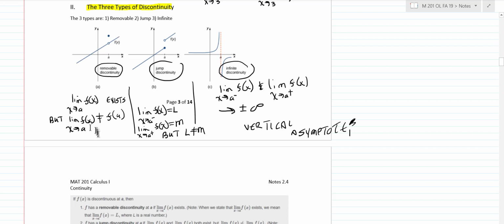So for a removable discontinuity, the limit exists. For a jump discontinuity, the left and right limits exist, but the values are different. For an infinite discontinuity, the left and right limits both go to plus or minus infinity. So that's how that works.